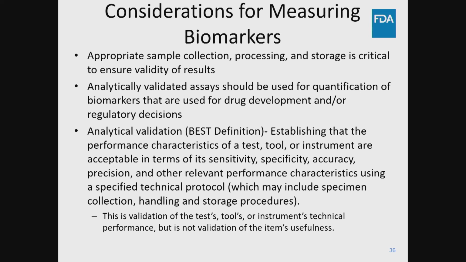So appropriate sample collection, processing, and storage are all critical to ensure validity of results. And appropriate can mean different things in different situations. Whether you're measuring RNA versus DNA, you might have to have different procedures in place for your sample collection, processing, and storage. Whether you're measuring something in blood versus urine, for instance, can have an effect on what appropriate sample collection, processing, and storage is.